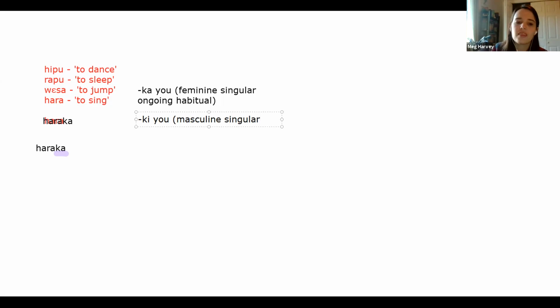And then was this an ongoing action? When we said rapuki, was Justin still sleeping, or had he finished sleeping? Yep, awesome. Yeah, so that's really what we care about here, whether the action's still happening. So I'll write ongoing. So see, these two are almost exactly the same. They just differ with gender. And then we had one last ending. Does anyone remember the last ending we saw?